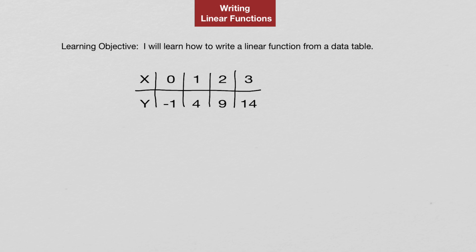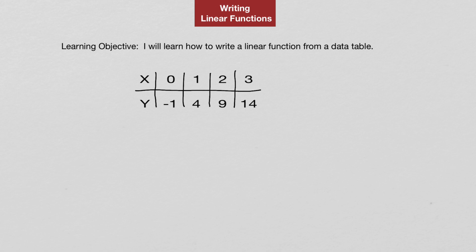So we have the following x values, 0, 1, 2, 3, and their associated y values, so it would be -1, 4, 9, and 14. Okay, so I'm going to show you a three-step process to writing a linear function for this data table.